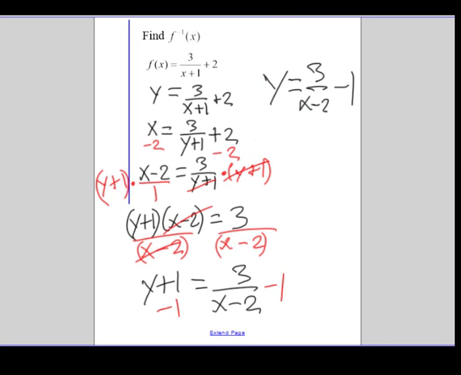But don't forget to turn that into our better way of writing inverse. f of x with a little negative 1 is equal to 3 over (x minus 2), minus 1. So this is the way we're going to write our final answer. So a lot of this stuff is pretty much messing around with undoing operations, making sure we're following order of operations, and switching x and y.